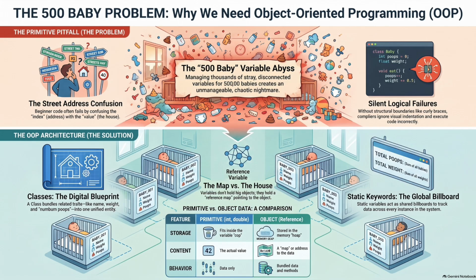Can't forget numPoops. But really, that class is just potential. It's a blueprint. It's saying whenever we make a baby in this software, it will have these bundled traits. But a blueprint can't cry. It can't eat. So how do we bring it to life?